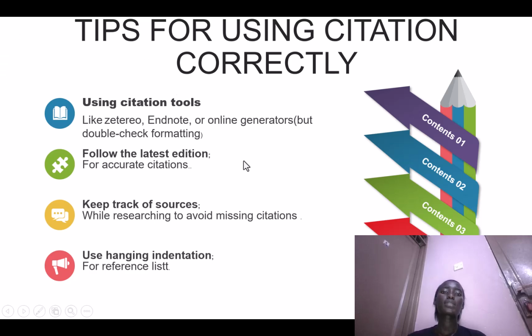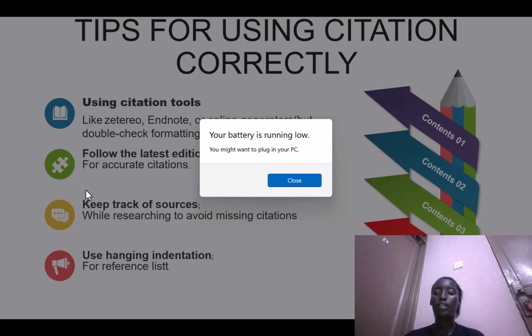So we have the tips for using APA correctly. One of the tips includes using citation tools, which include Zotero, EndNote, and online generators, but double-checking the formatting. We also have following the latest editions, as we're talking about the 6th and the 7th edition. Which one is the latest? Which one makes it more appropriate for you to use?